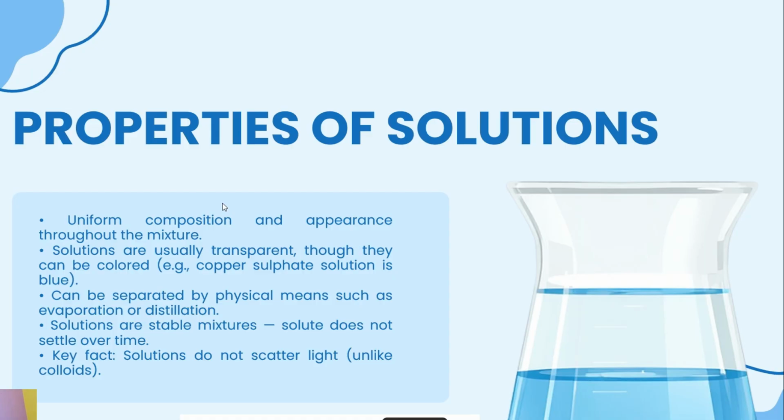Properties of solutions: uniform composition and appearance throughout the mixture. Solutions are usually transparent, though they can be colored. Example, copper sulfate solution is blue. It can be separated by physical means such as evaporation or distillation. Solutions are stable mixtures. Solute does not settle over time. Key fact: solutions do not scatter light, unlike colloids.